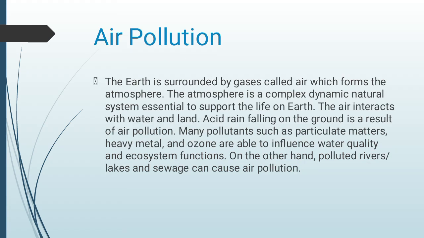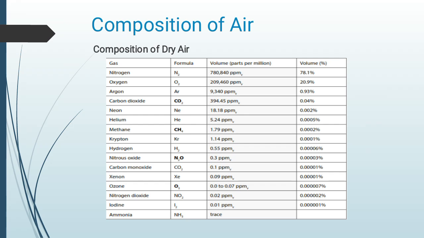Air pollution. The Earth is surrounded by gases called air, which forms the atmosphere. The atmosphere is a complex dynamic natural system essential to support life on Earth. The air interacts with water and land. Acid rain falling on the ground is a result of air pollution. Many pollutants such as particulate matter, heavy metals, and ozone are able to influence water quality and ecosystem functions. On the other hand, polluted rivers or lakes and sewage can cause air pollution. These are the composition of air.